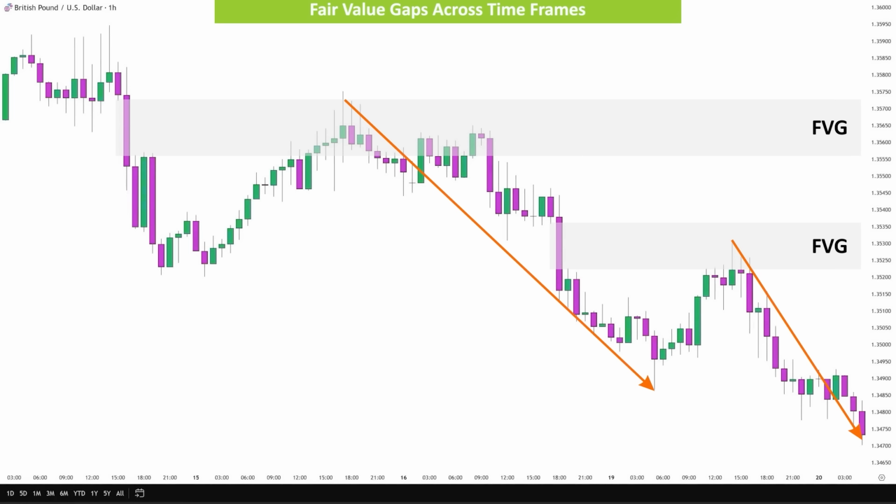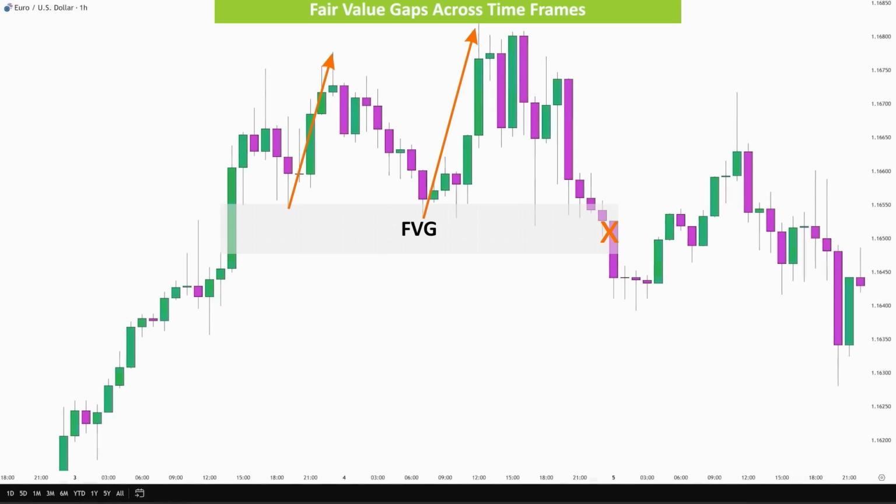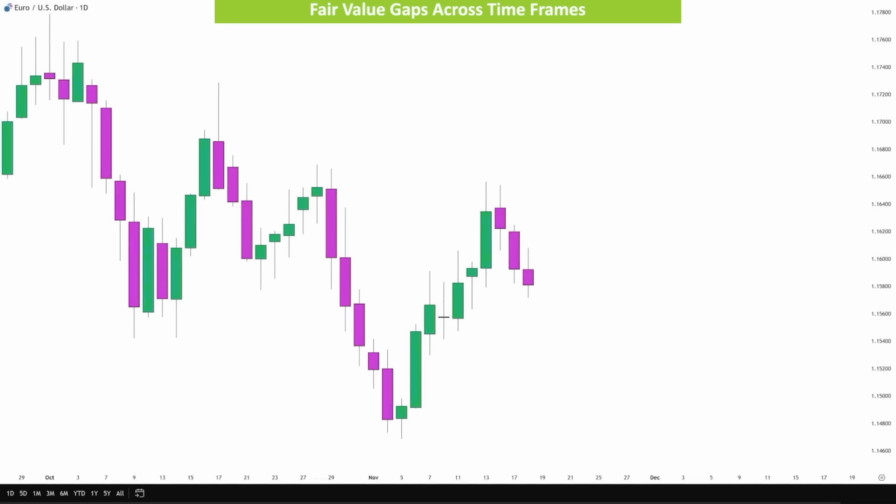On the pound-dollar 1-hour chart, price tapped into a bearish fair value gap and then continued moving lower. After that, another fair value gap formed and price once again rejected to the downside. On the euro-dollar 1-hour chart, you can see how price reacted multiple times to a fair value gap before the reversal finally occurred. This concept works across all time frames. Even on the daily chart, price forms clear fair value gap zones.